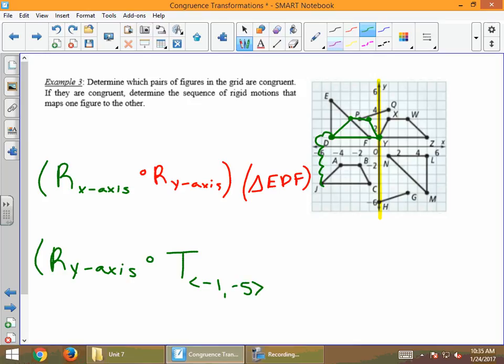So check all the other points just in case. The left 1, down 1, 2, 3, 4, 5. Matches up. Left 1, down 1, 2, 3, 4, 5. Matches up. Okay. And then what figure did we move? What are the vertices of the figure we moved?